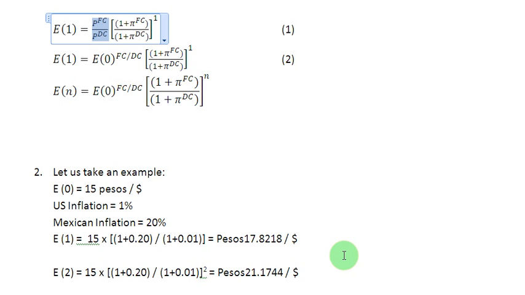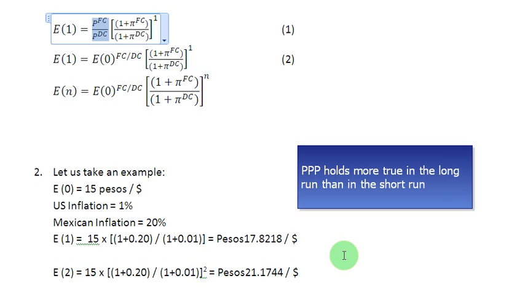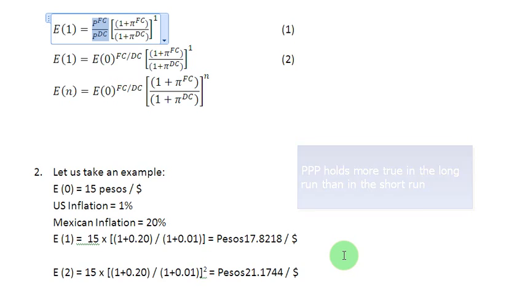What has happened empirically is that many researchers have noted that purchasing power parity holds more true in the long run than in the short run. So in spite of various questions that may arise about the applicability of purchasing power parity, it nevertheless tells us about an important relationship between two macroeconomic variables, that is inflation and exchange rates.